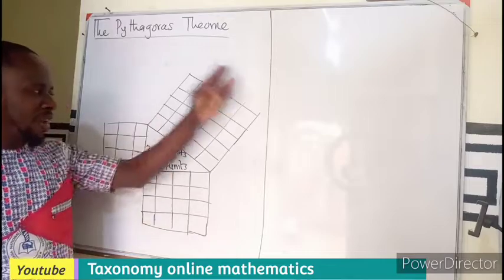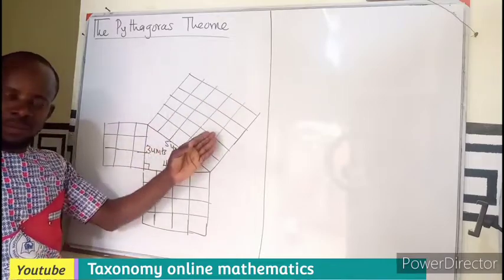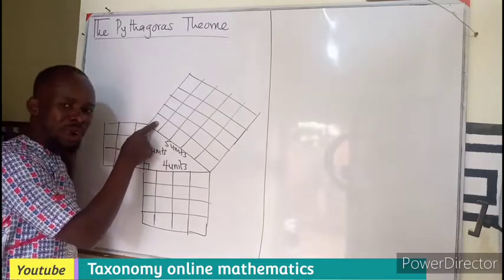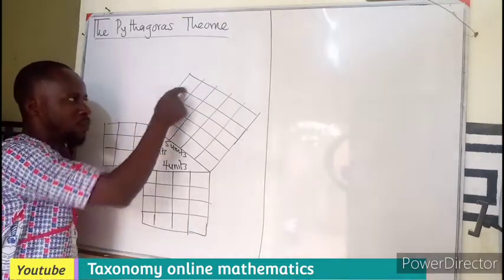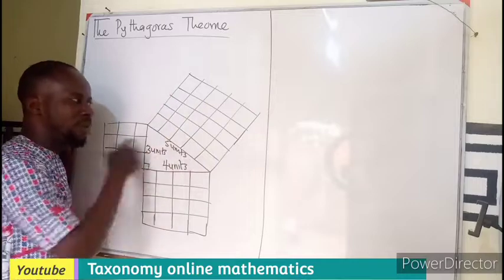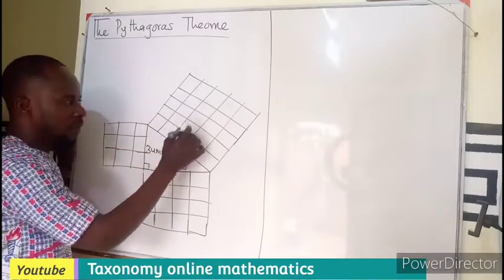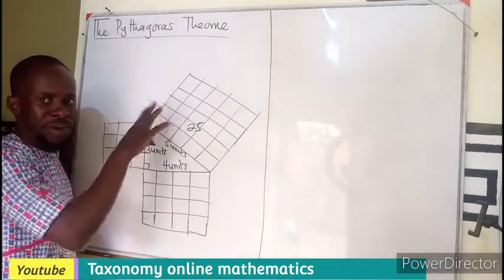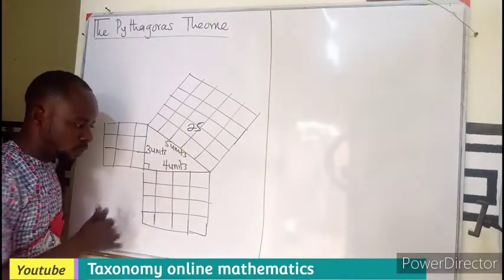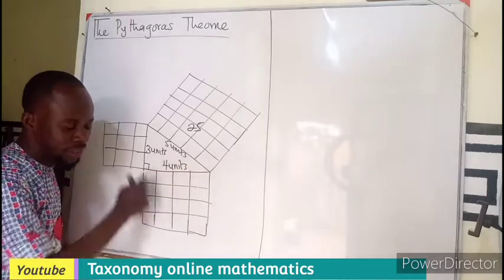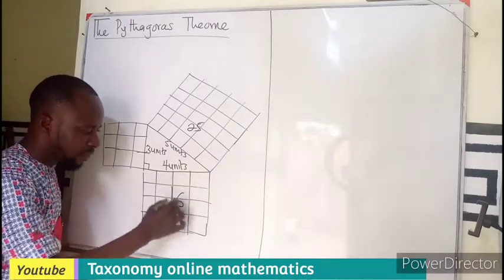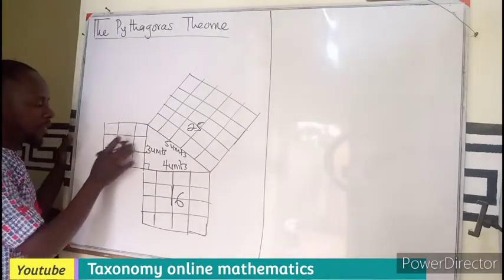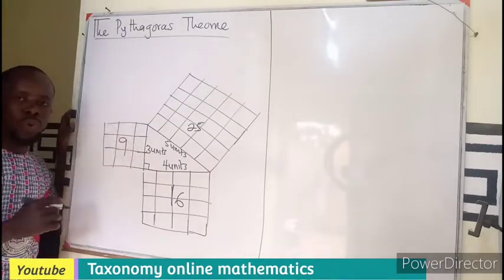Now, we want to find out the area occupied by this. It's a unit of 1. So, 1, 1, we count all of them, and that is going to be 25. So that will give us 25 square units if I'm finding the area. Here also, if I'm counting all the square units, it's going to be 16 square units, and here is also going to be 9 square units.